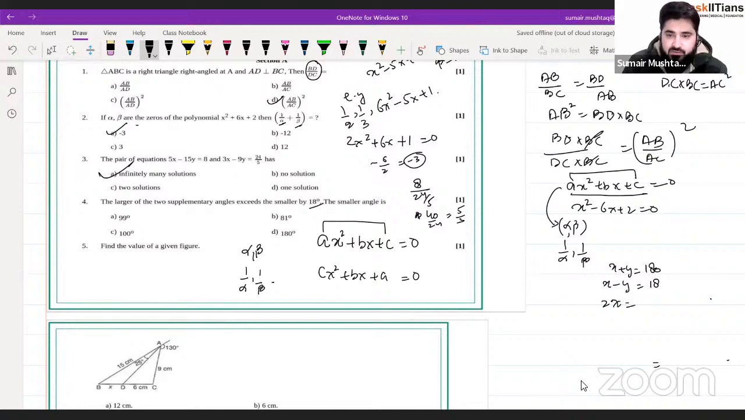So when you find x, you will find y. Which one is the smaller? You have to take the smaller one. So that's it, right? No, 99 is not the answer. You have to take the smaller one. You will get two answers, but the smaller angle is to be given.